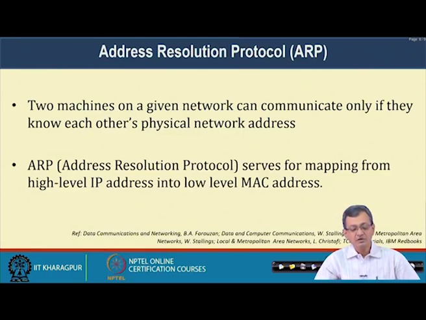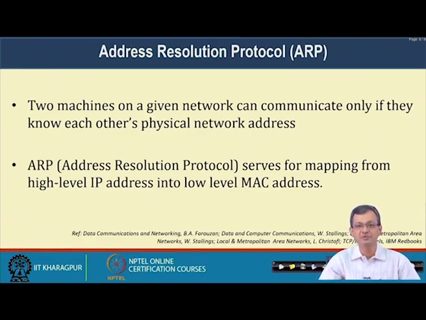If you look at the first protocol, which is predominant, it is the Address Resolution Protocol. Sometimes it is also known as a companion protocol for our IP network or IP layer, or what we say Internet Protocol in layer 3. So, two machines on a given network can communicate only if they know each other's physical address. This is the bottom line. Unless they know your physical address, they cannot communicate.